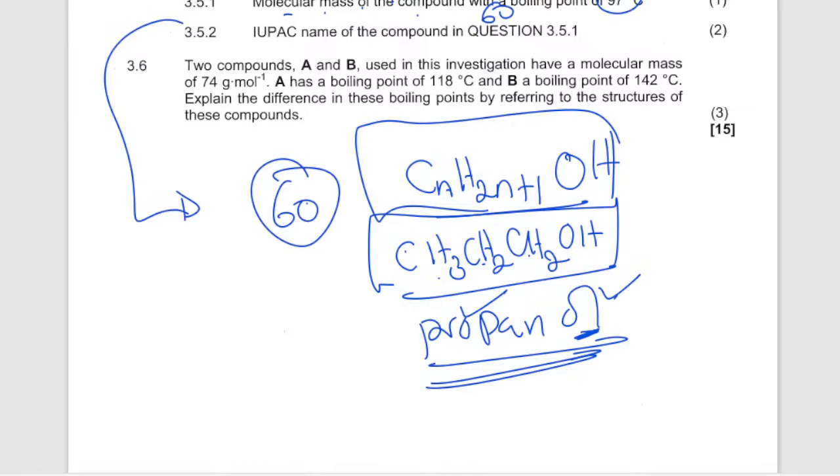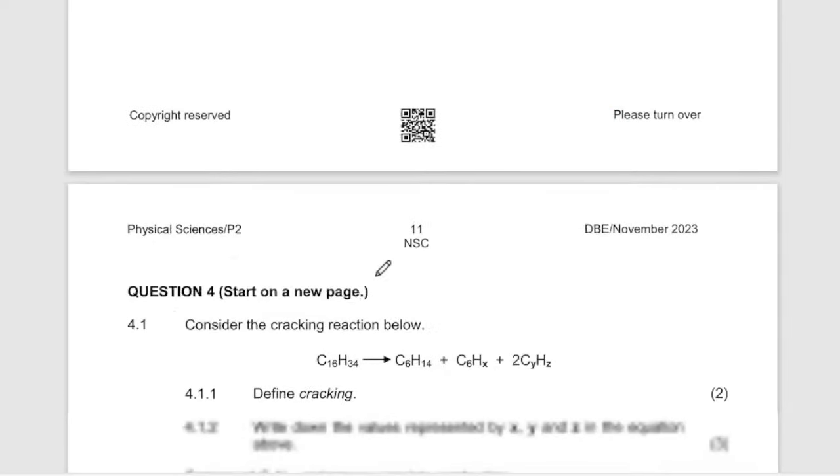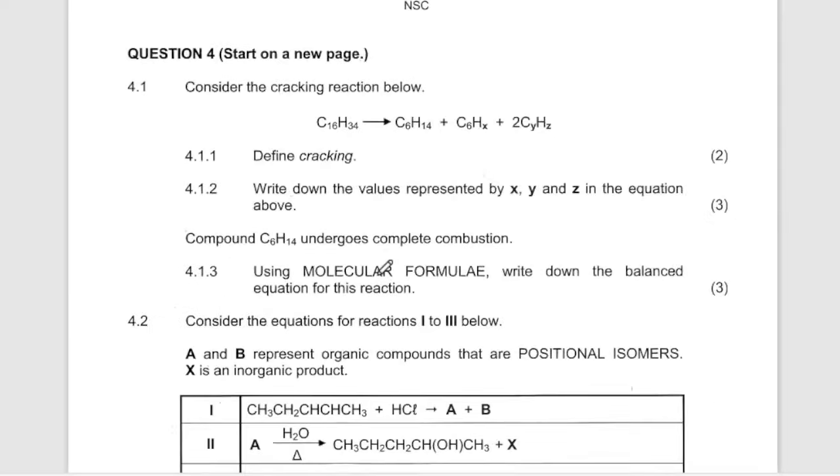Okay, let's go to the next question. Someone is telling me to just go check 1.9. Okay, I'll check and then see. But let's go to the next question.